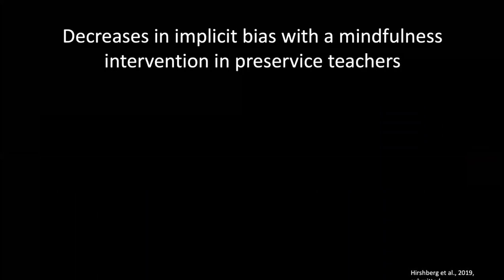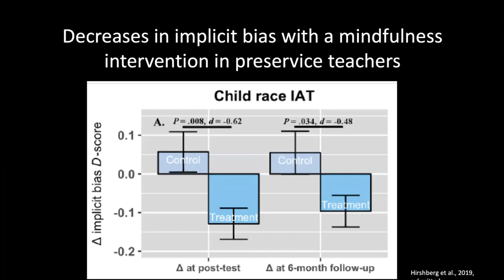This is a measure of implicit bias. It's a behavioral measure, not a self-report measure, not a questionnaire. And when the bars go down, it means that bias is reduced. And what we see is in the treatment group, those are the teachers who received the loving kindness and compassion training, they're actually showing a reduction in implicit bias, compared to a group of controls who were randomly assigned to receive a standard curriculum in their education classes that did not involve any mind training of this sort.